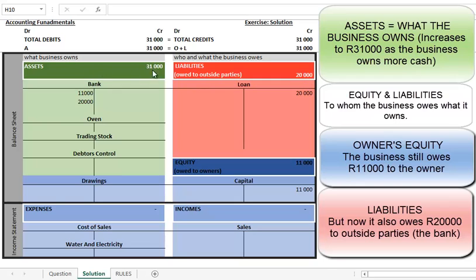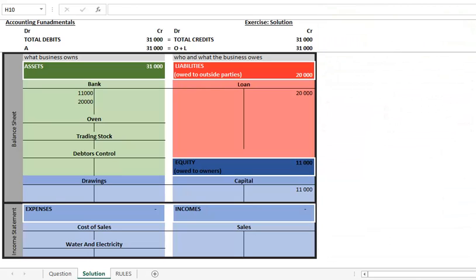So we can see that my assets is 31,000 Rand and my liabilities is 20,000 Rand. So in essence, my assets went up by 20 and my liabilities went up by 20. The net worth of the business remains the same. Let's have a look at the next transaction.